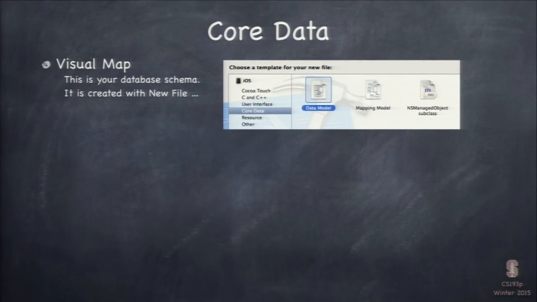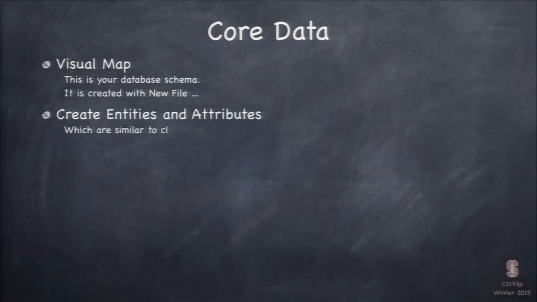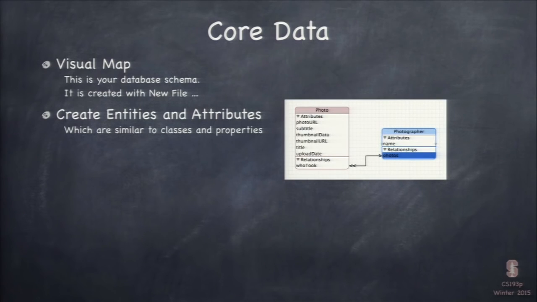You create the schema with this visual map. You do New File, and you choose this Data Model. You're going to get this thing. It kind of looks like this. Okay, it's a graphical piece of graph paper looking thing. And you can actually create things that look like classes, like Photo and Photographer here. And then you can create the columns in the database. And then you can create relationships by control-dragging between them. So you're going to create your schema totally graphically there.